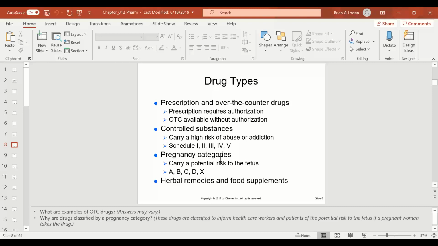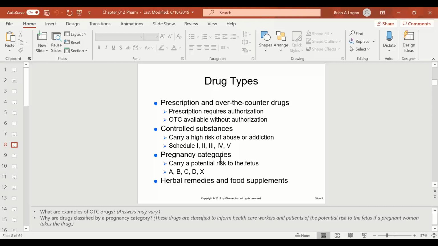The reason they're controlled is because they carry a high risk of abuse or addiction, right? And then you have 5 different schedules of these drugs. Schedule 5 being the least likely for addiction or abuse, Schedule 1 being the ones that are the most addictive. But drugs in each one of these categories, we do use in the hospital and in the OR. So it's why we have to keep them under lock and key and have the 2-person verification, just to make sure that no one's sneaking them out or abusing or becoming addicted to these substances.